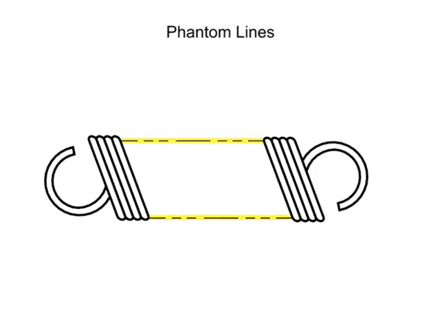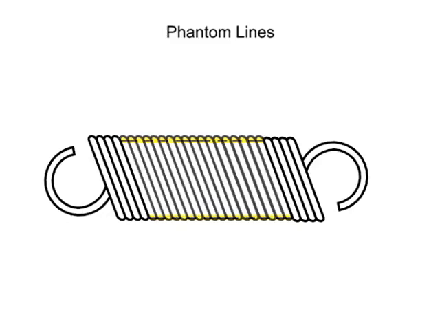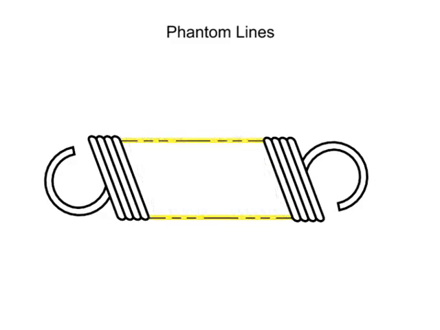Finally, phantom lines are used to show repeated detail. In this view, a spring is depicted. Since the coils of the spring are all the same, it's not necessary to draw them all. Instead, phantom lines are used to illustrate that the coils continue as originally shown.